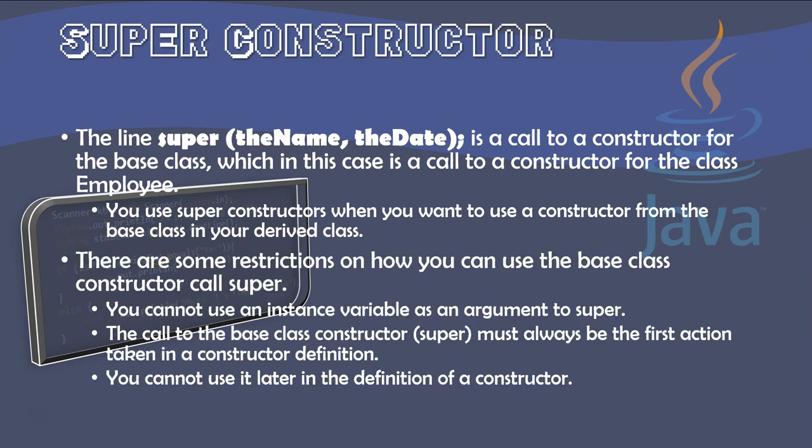Now there of course are some restrictions on how you can use the base class constructor call super. For example, you cannot use an instance variable as an argument to super. The call to the base class constructor, again super, must always be the first action taken within a constructor definition. So when you write out the derived class, super should always be the very first thing within that constructor. It cannot have anything preceding it. And very similar to that, you can't use it later. So the super constructor should always be the first thing there. When we look at our examples, like hourly employee, you're going to see that super is always the very first item within that constructor.